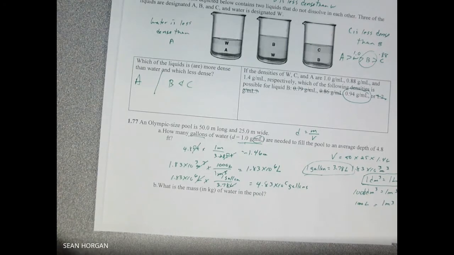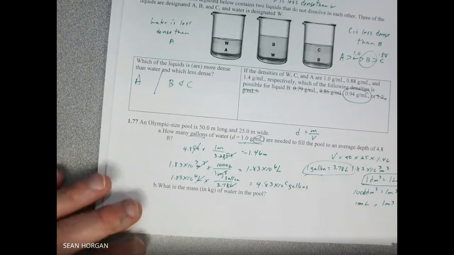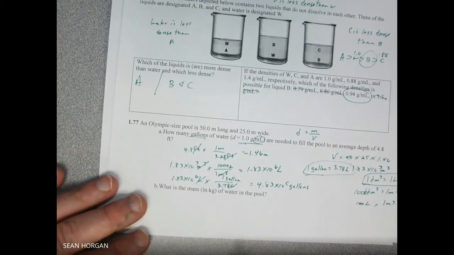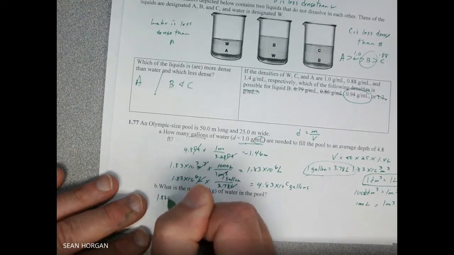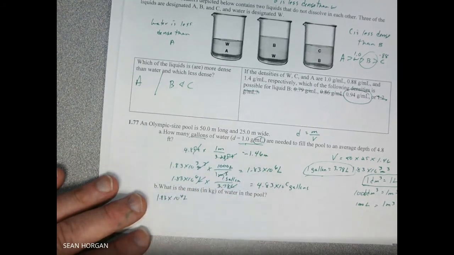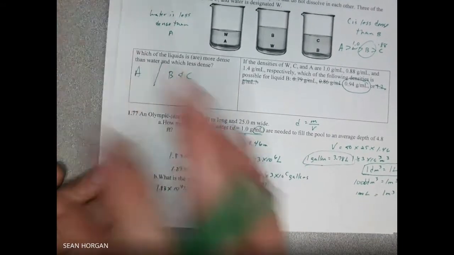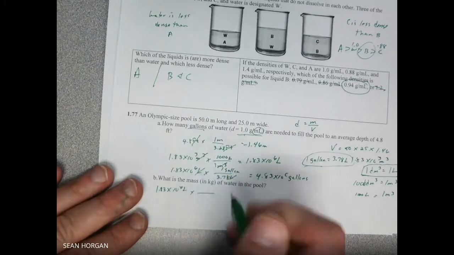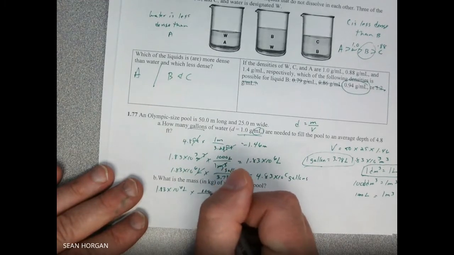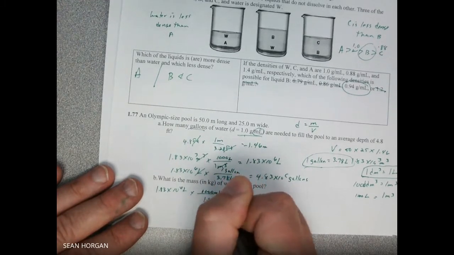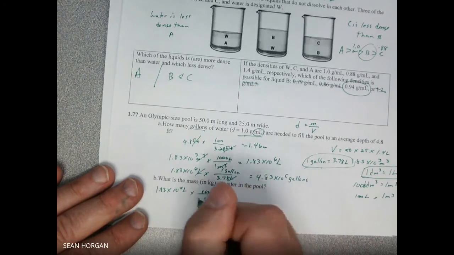Then it asks what is the mass in kilograms of water in the pool. We could do it from the liter part of it, if we have it at that point. We wrote it down, 1.83 times 10 to the 6th liters. We're going to take that and convert it into milliliters, so 1,000 milliliters for every 1 liter, and those will cancel.